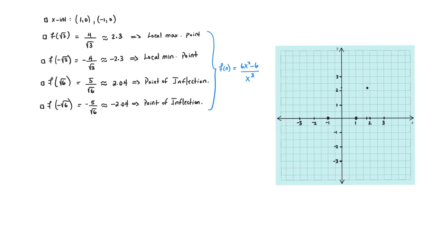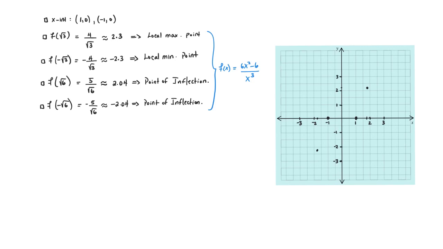Then in the other case, we're going to have negative root 3. So negative 1.7, let's say somewhere there. And then the y value is negative 2.3. So then let's say somewhere here. Again, approximating. Then we're going to have the inflection points.